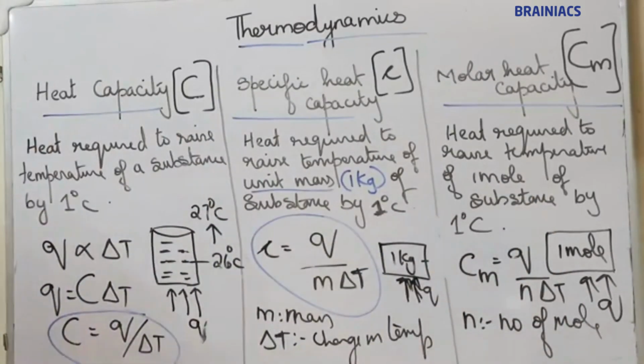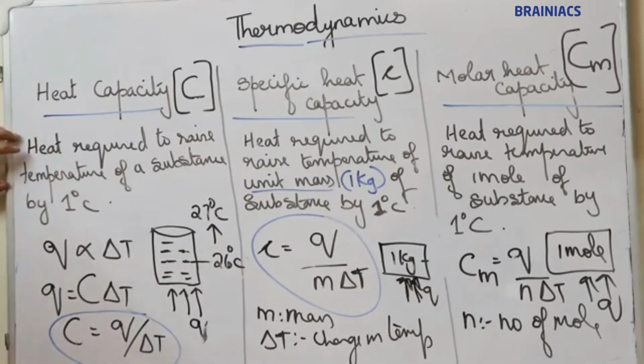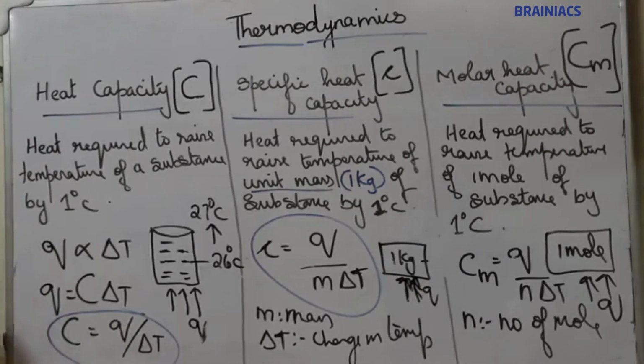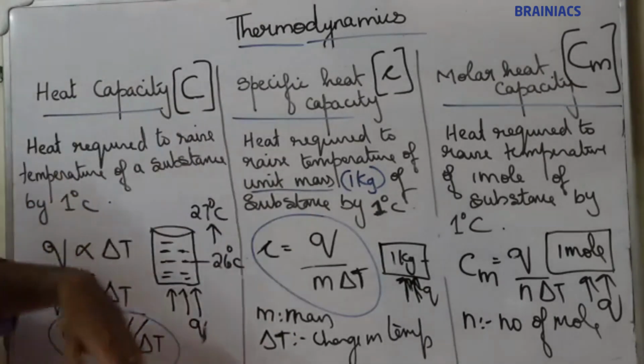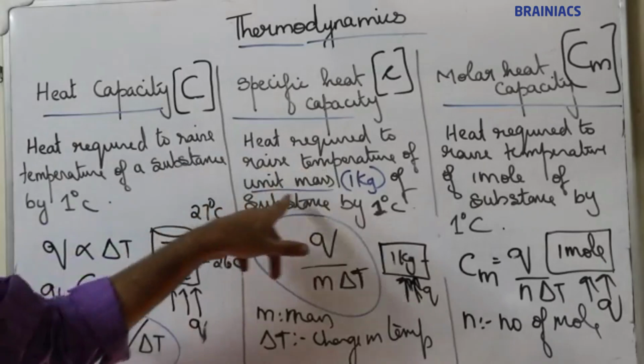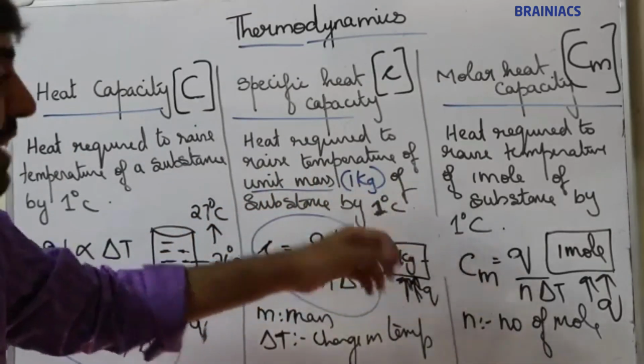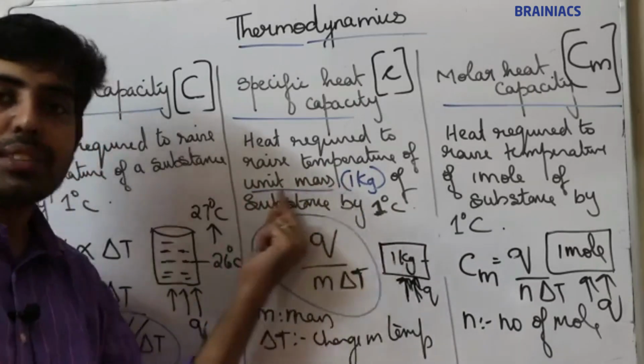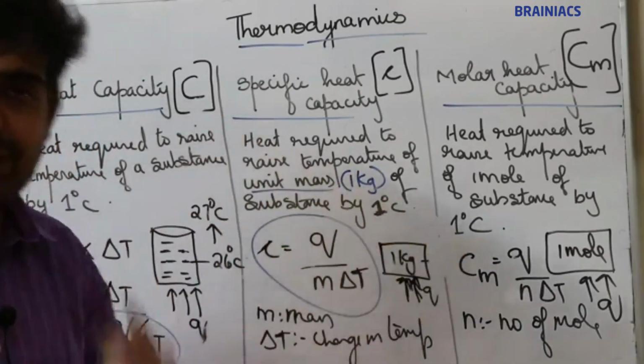So these are the 3 important topics. First one is heat capacity. It is the heat required to raise the temperature of a substance by 1 degree Celsius. Formula: C is equal to Q by delta T. Now the second one, specific heat capacity. Heat required to raise the temperature of unit mass, that is 1 kilogram of substance, by 1 degree Celsius.